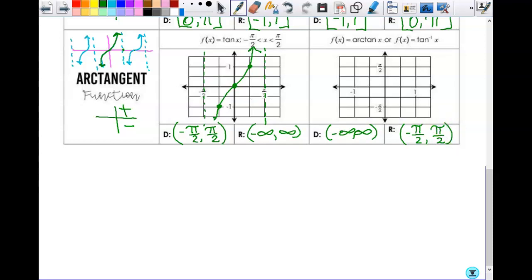So, when the tangent value is undefined, what is the angle measure?